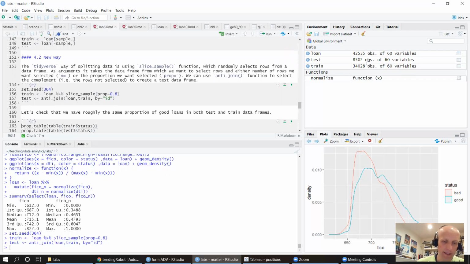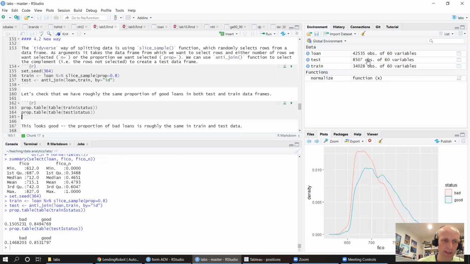It's a good practice to check that the train and test data sets have roughly the same proportions of the values of the variables that we're trying to predict. In this case, they do, which they should, because they were just randomly selected. It's large enough. We wouldn't expect otherwise. The split is 15% bad loans, 85% good loans.